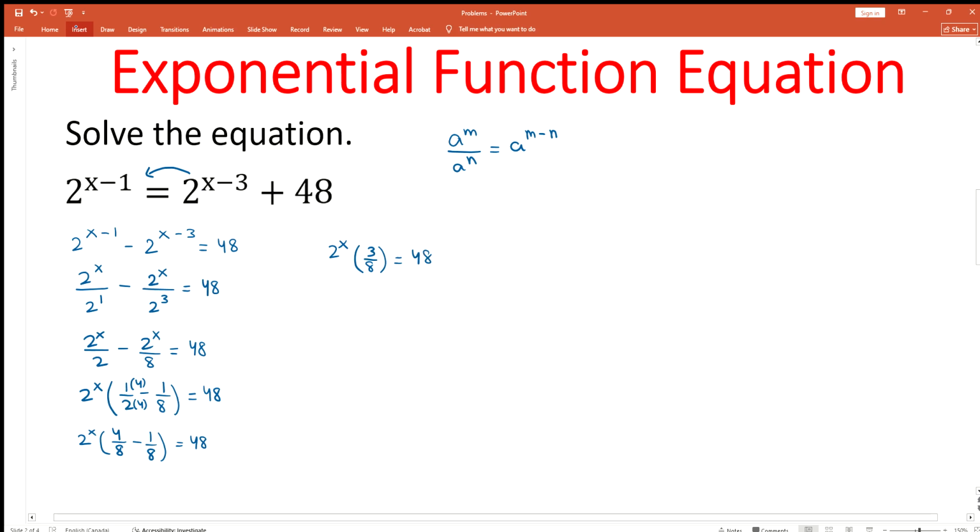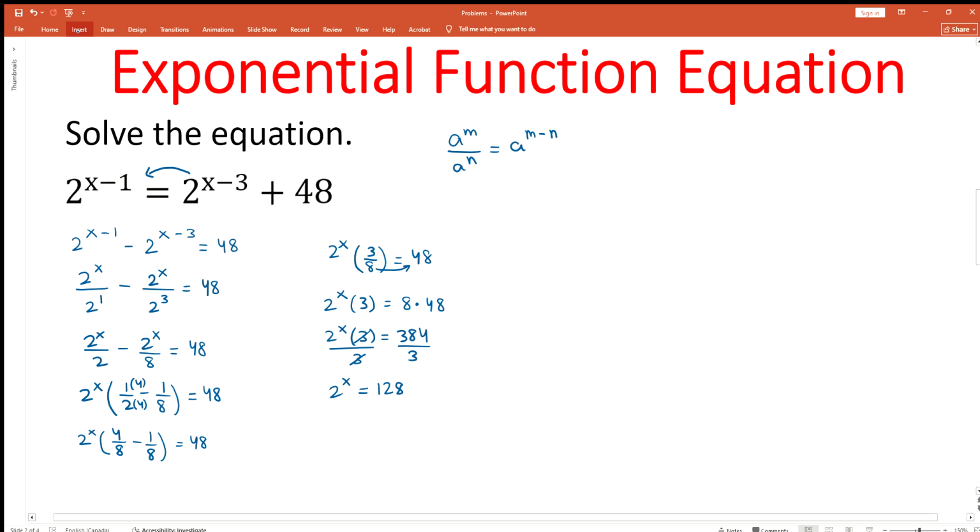Next, we can cross multiply the denominator of the fraction to the right side of the equation. Eight times 48, I get 384. Next, we can divide both sides by 3. 384 divided by 3 is equal to 128.